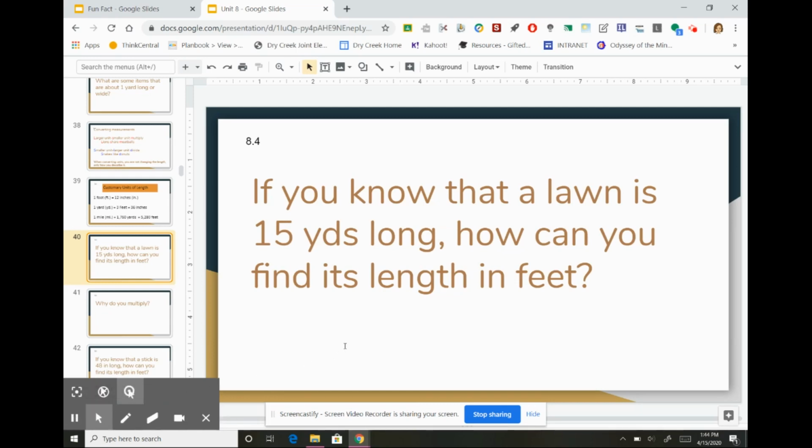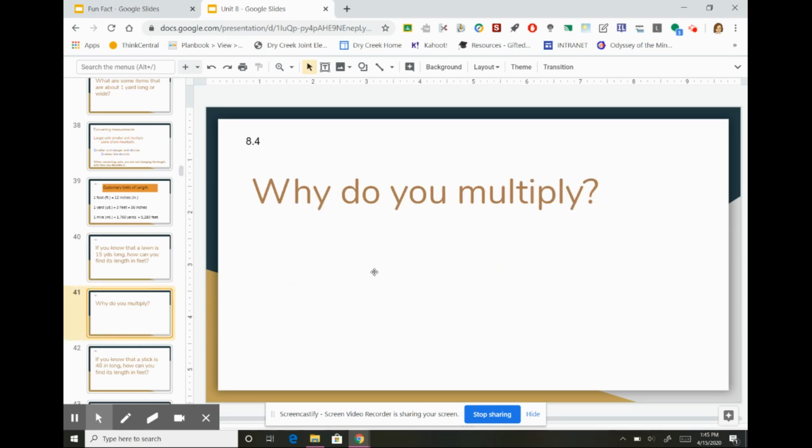Okay, so what do we need to do? If you said multiply, you would be correct, because we're going from a larger unit, yards, which is longer, to feet, which is smaller. So remember, larger to smaller, multiply. So we must multiply. And how do we know? Because we're going from larger to smaller, multiply.